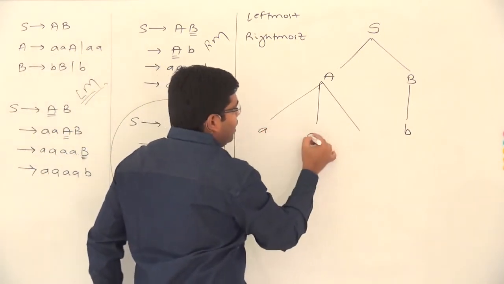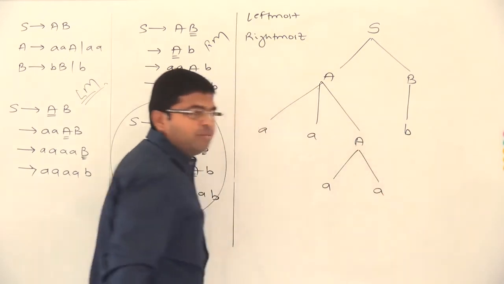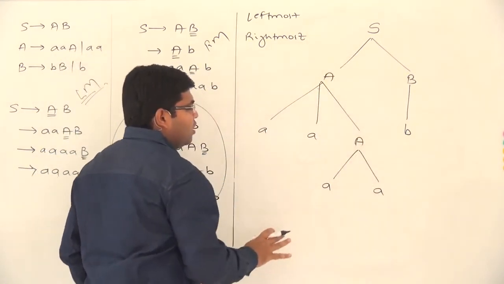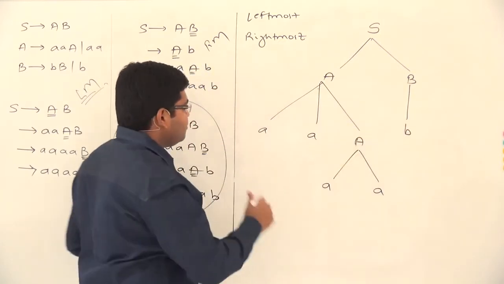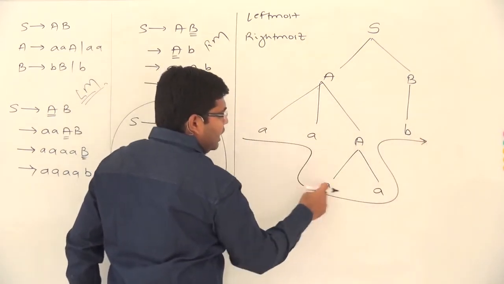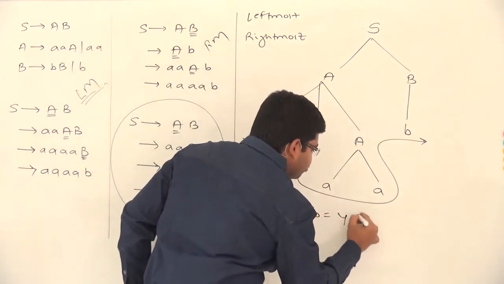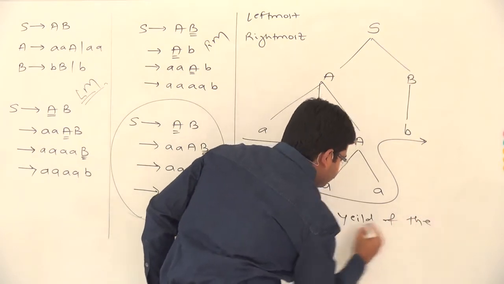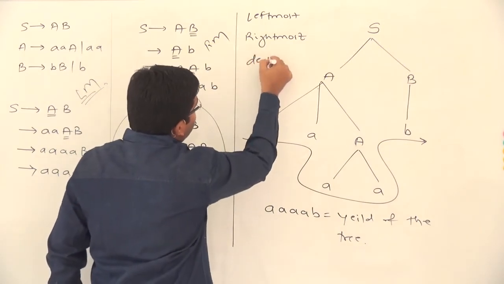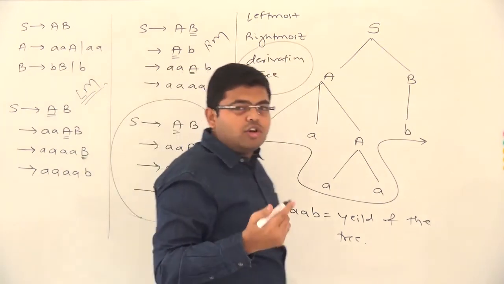So it will be A and then again the variable A, and finally this variable A was replaced with small a and small a. And if you collect the terminals of this tree from left to right side like this, then you will get a and b, which is nothing but it is called the yield of the tree, and this particular tree that we have drawn is called a derivation tree.